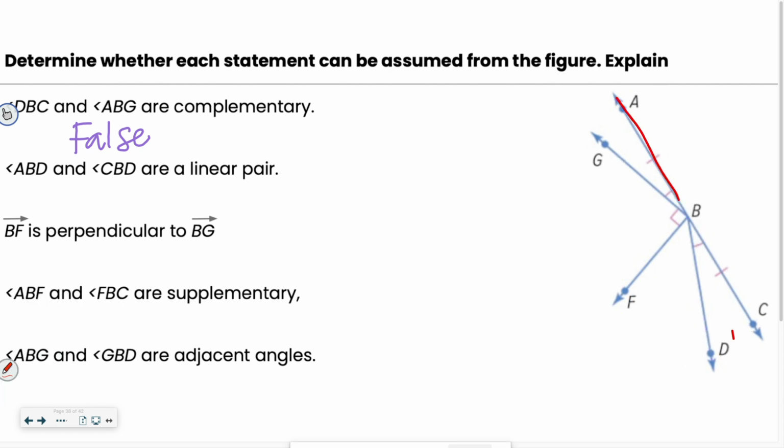ABD and angle CBD are a linear pair. What do you guys think? Do they form a straight line? They do. BF and BG are perpendicular. True. Why is it true? Because they're both 90 degrees, they add up to 90. Yep, we have that little box there.